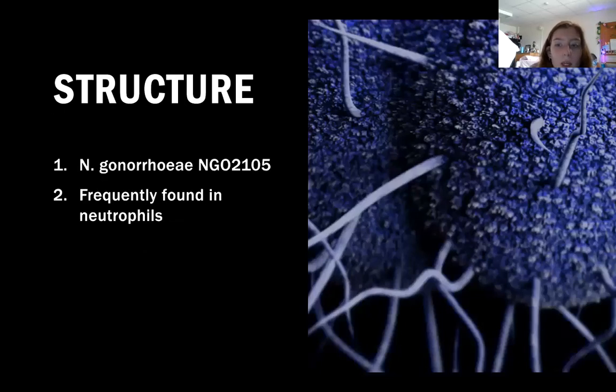And gonorrhea NGO2105 is an autotransporter adherence protein that helps with attachment to host cells, similar to the flagella. And gonorrhea is most commonly found in polymorphonuclear neutrophils of the gonorrhea pustular exudate.